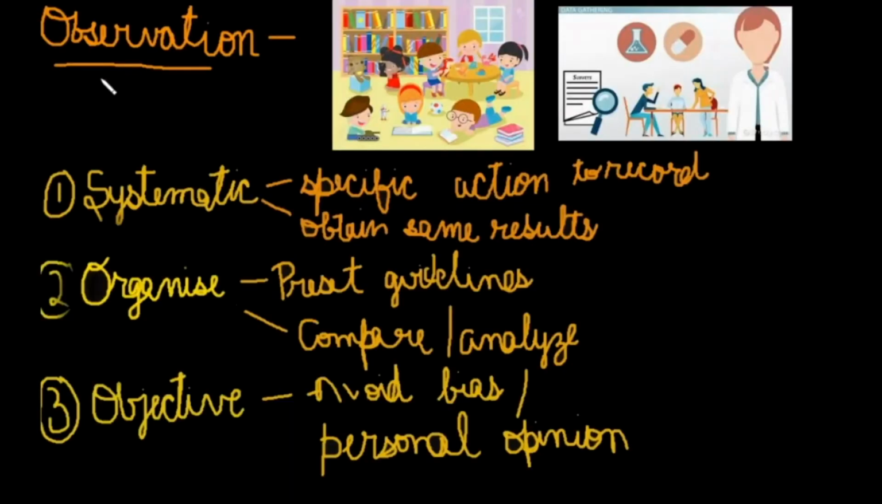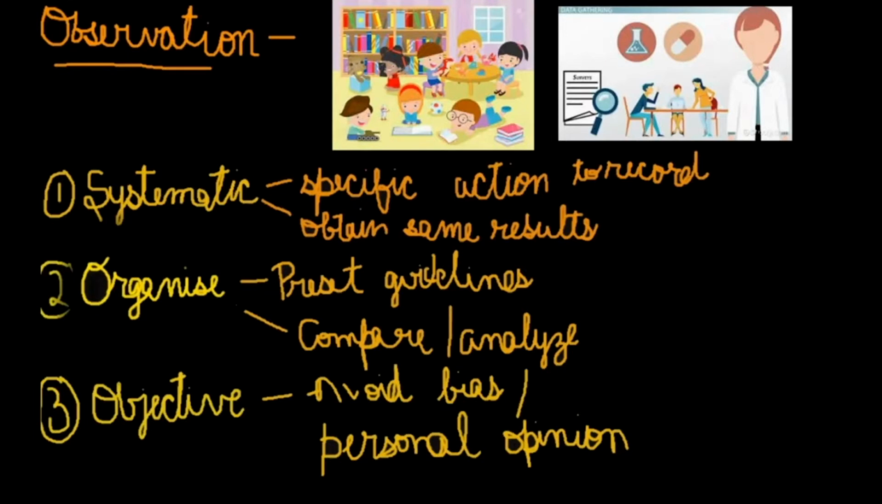Assessment method, that is observation. Okay, so the definition of observation I have divided over here into three important parts. Observation involves employing systematic, organized, and objective procedures. Okay, so we'll go through these three terms one by one.